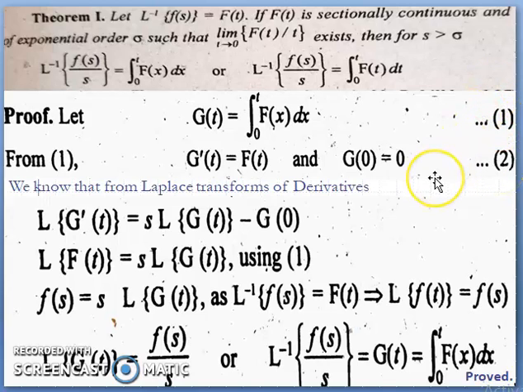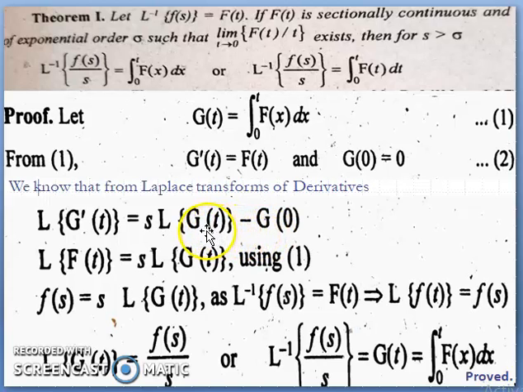Now we know from the Laplace transform of derivatives that the formula for L of g dash t is: L of g dash t equals s into L of g(t) minus g of 0. Again, I repeat the derivatives of Laplace transform: L of g dash t equals s into L of g(t) minus g of 0.